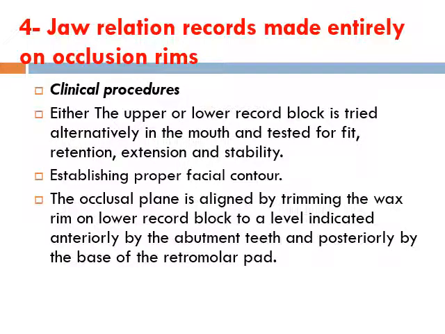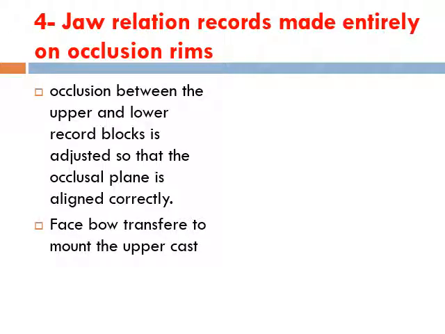Clinical procedure: either the upper or the lower record block is tried alternatively in the mouth and tested for fit. بنعمل بروفا لكل ريكورد بلوك، الأبر على حدة واللور على حدة، ونشوف الريتنشن والإكستنشن والإستابيليتي والبروبر فيشال كونتور والأوكلوزال بلين ألايند مع التريمينج الواكس ريم للور ريكورد بلوك للليفل إنديكيتد أنتيريور باي ذا أباتمنت تيس بستيريور بالبيز أوف ذا ريترو، يبقى تو ثيرد أوف ذا ريترو مولار. يعني بنعمل أدجستمنت للريكورد بلوك الأبر واللور كل على حدة.